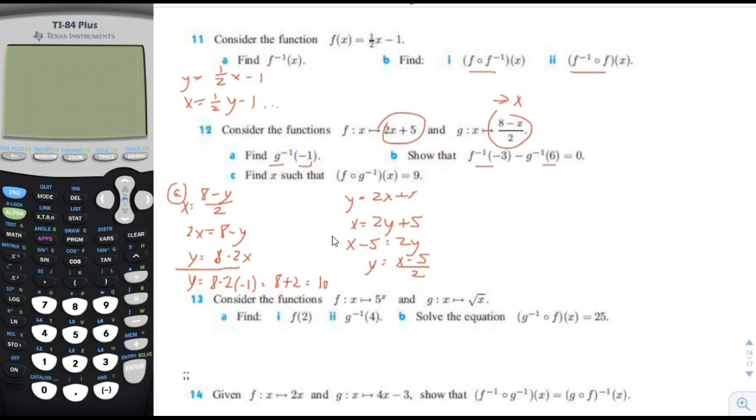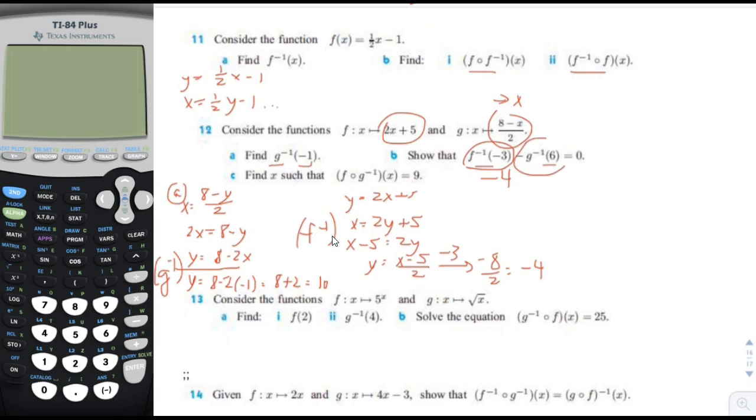Remember that what you found here is the inverse function of f. Okay? And back here you found the inverse function of g. Okay, and it says, take the inverse function of f and plug in -3. So if you put -3 in for x here, you're going to get -8 divided by 2, which is equal to -4. So this would be -4.